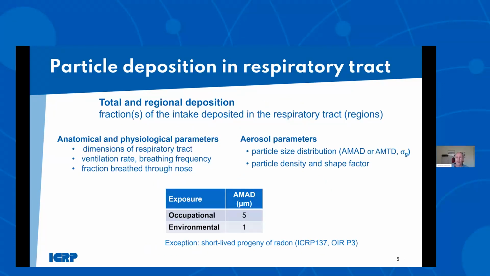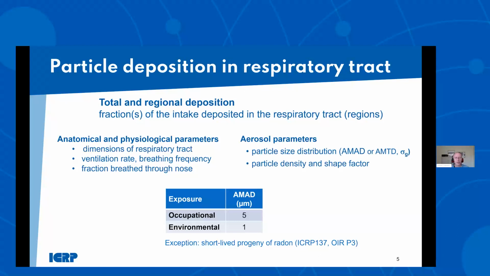I start anyway with the deposition. So the deposition model of the ICRP 66 has not changed. So we calculate the deposition, the total deposition and the regional deposition in the same way. There is only a minor change in the partitioning of the total deposit in the extrathoracic regions.